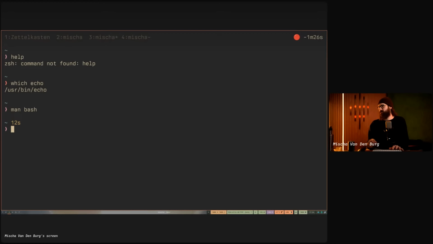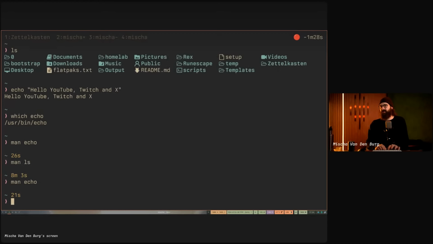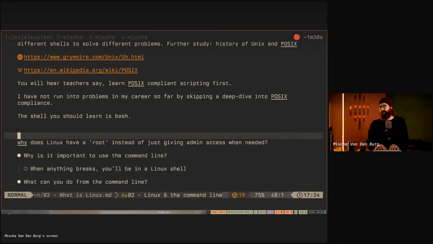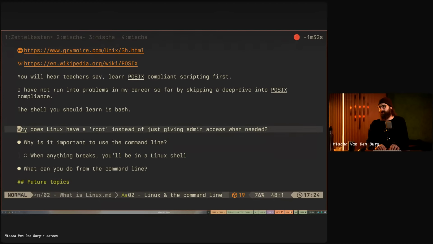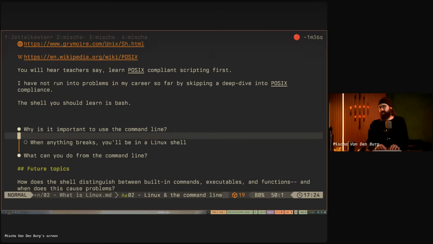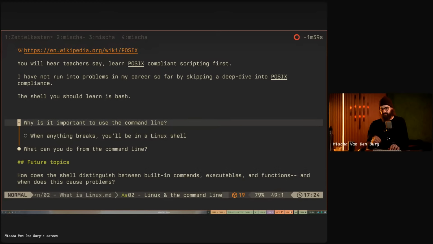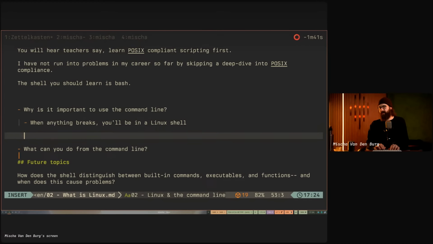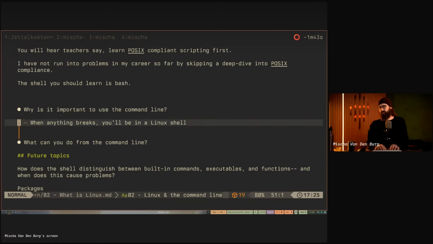Well, I'm glad I scoped the Pomodoro, because we have now done shells. But we haven't talked about why it is important to use the command line. So that is actually a good topic for next week then.